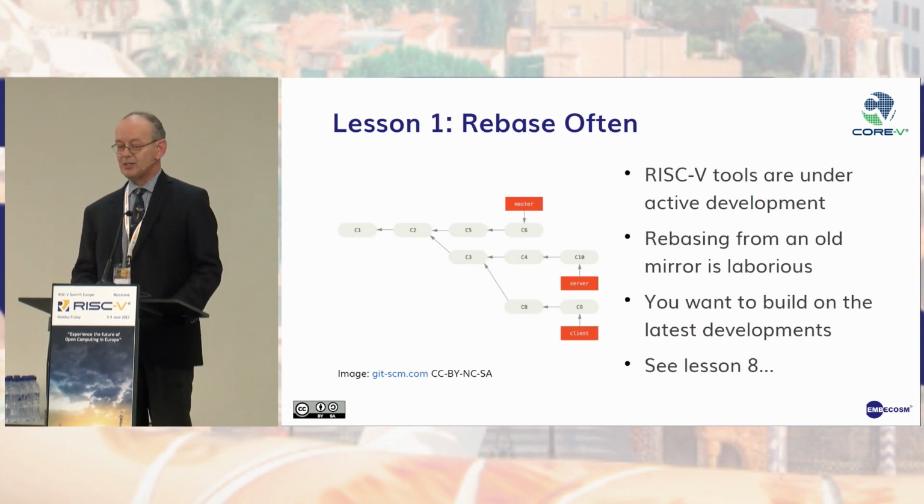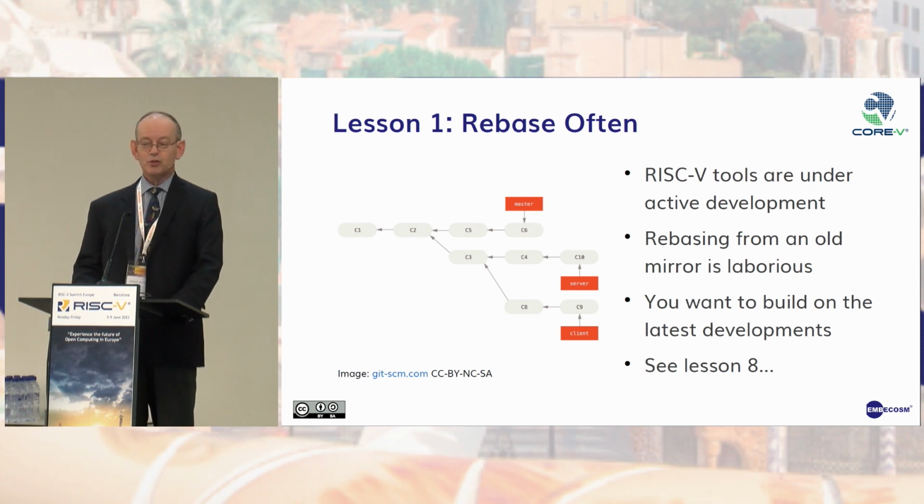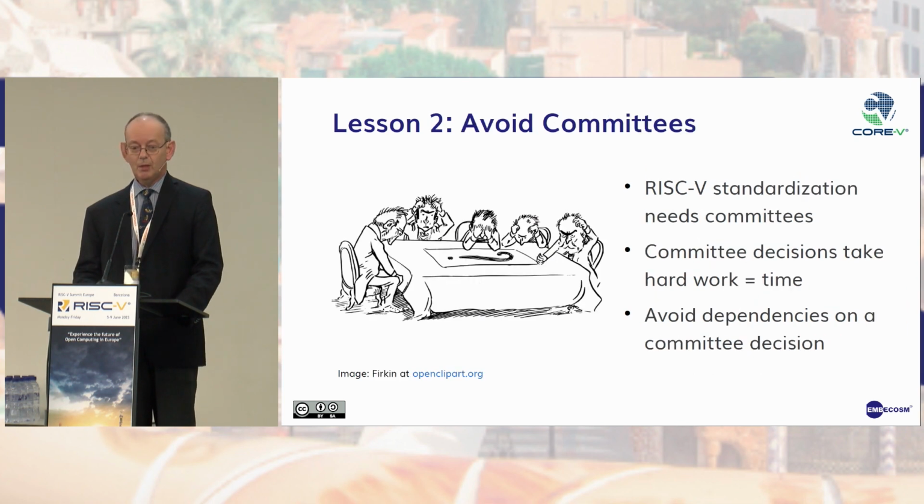So what are the 10 lessons? First of all, you tend to develop on your own branch of the main tree. Rebase often. RISC-V is very actively developed, and rebasing from an old mirror is laborious. And you always want to be developing against the latest developments anyway. So ideally, rebase every month. But it's a big cost. It's probably an engineer taking a week to do that with the amount of churn there is.